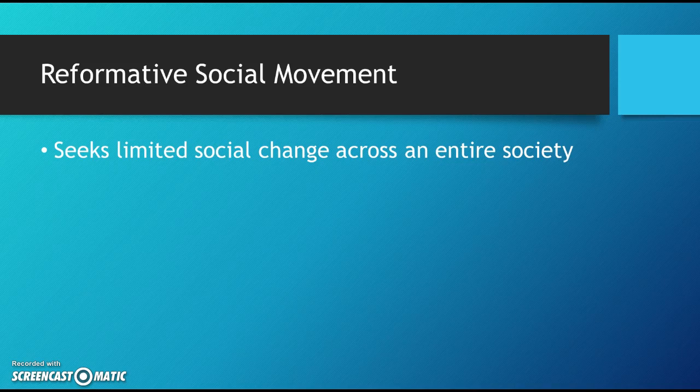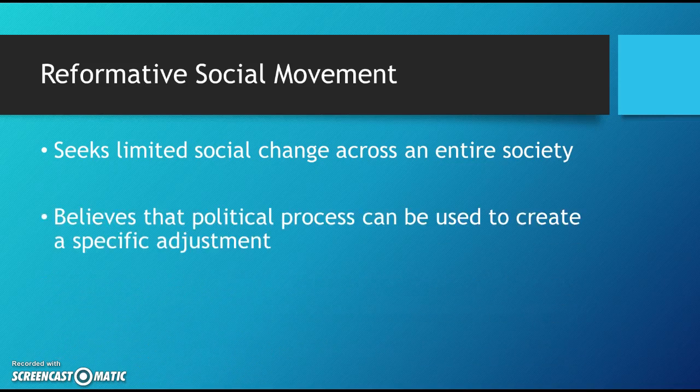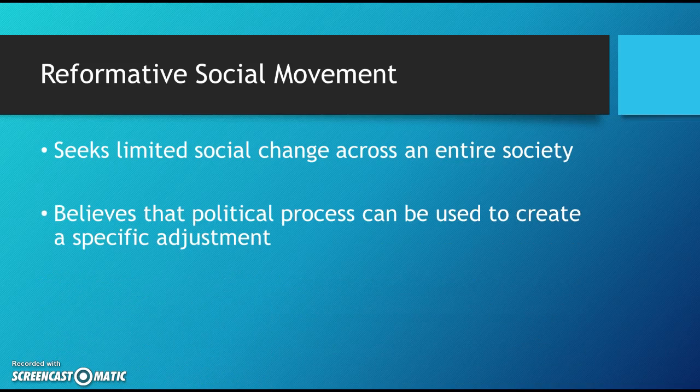But while alterative social movements want to impact behavior, especially that of a small group, such as drunk drivers, reformative social movements want to make a small change, but across an entire society. Right? So that's the key difference. And usually reformative social movements are going to focus on using the political process to change a policy, law, or way of doing things.